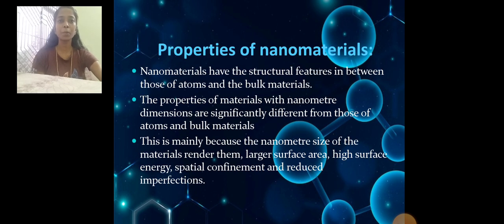Next is the properties of nanomaterials. Nanomaterials have structural features between those of atoms and bulk materials, and the properties of materials with nanometer dimensions are significantly different from those of atoms and bulk materials. This is mainly because the nanometer size provides them large surface area, high surface energy, spatial confinement and reduced imperfections.